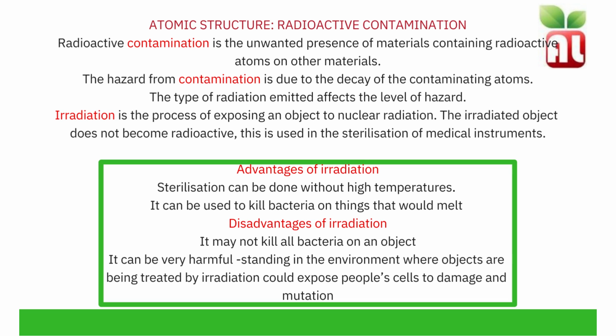Advantages of irradiation are that sterilization can be done without high temperatures. It can be used to kill bacteria on things that would otherwise melt. The disadvantages of irradiation are that it may not kill all bacteria on an object. It can be very harmful standing in the environment where objects are being treated by irradiation and could expose people's cells to damage and mutation.